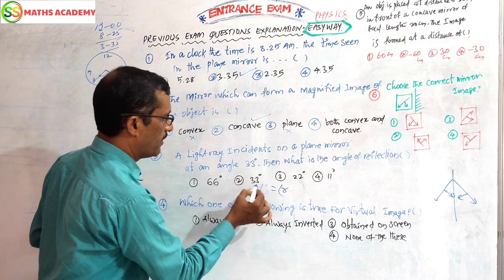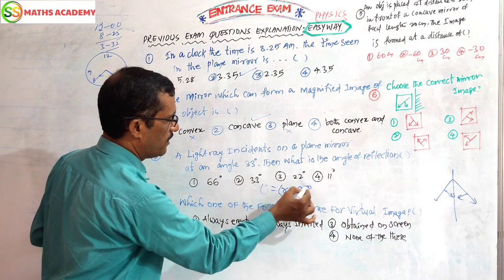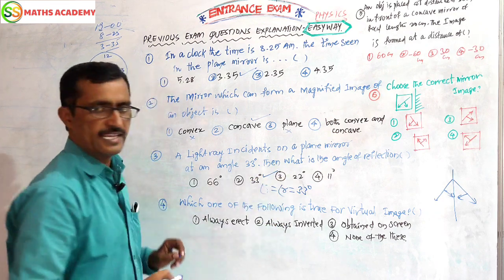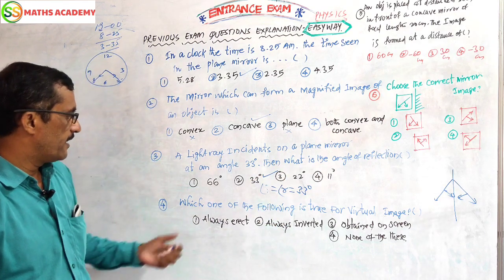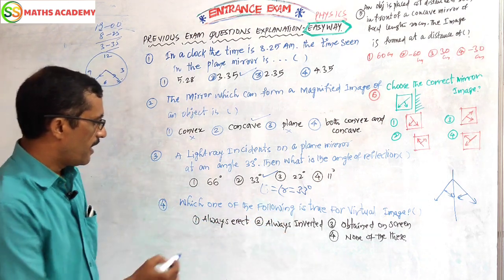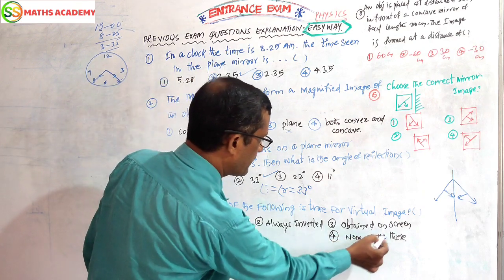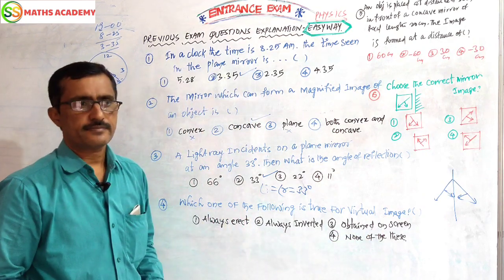We have the formula. So i is given 33, so r will be also 33 degrees. So the second is the correct option. Which one of the following is true for the virtual image? Always erect, always inverted, obtained on screen, none of these.